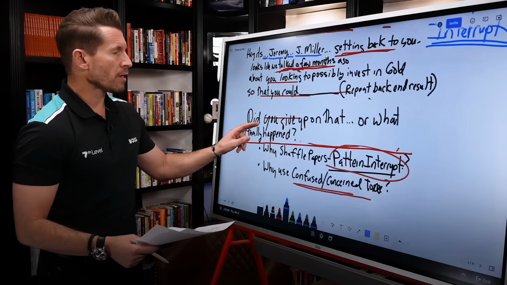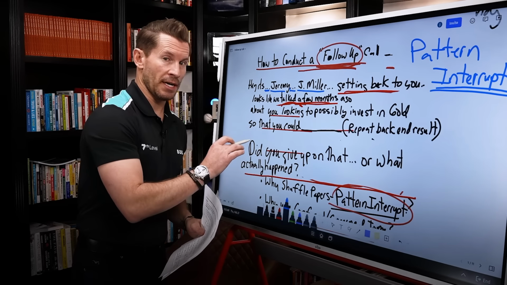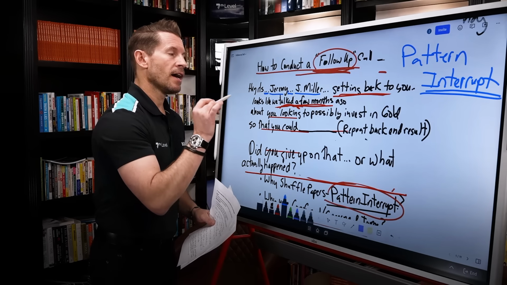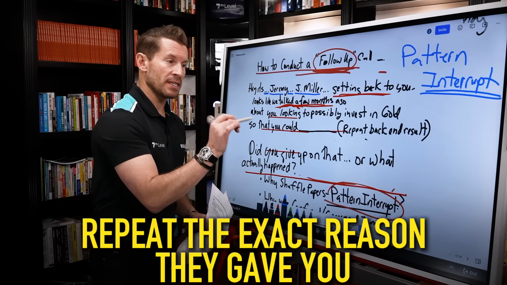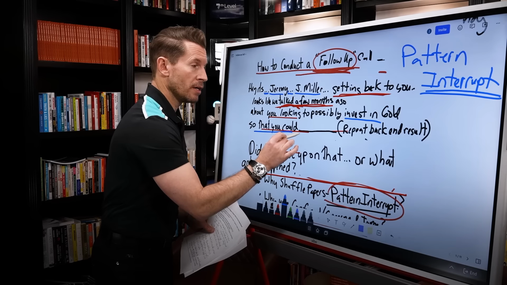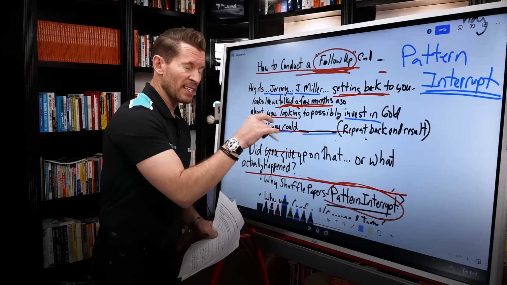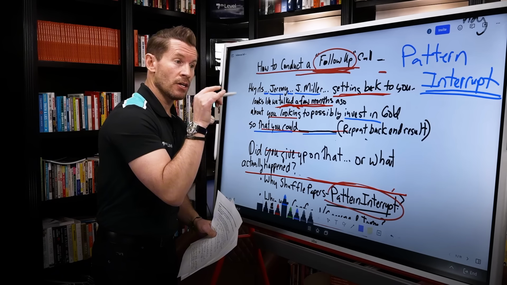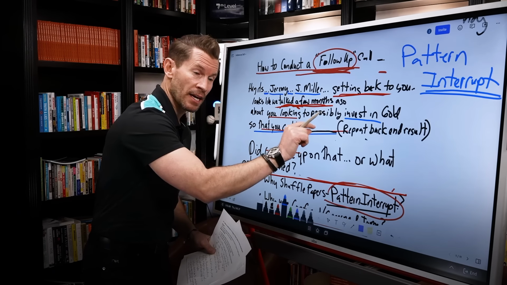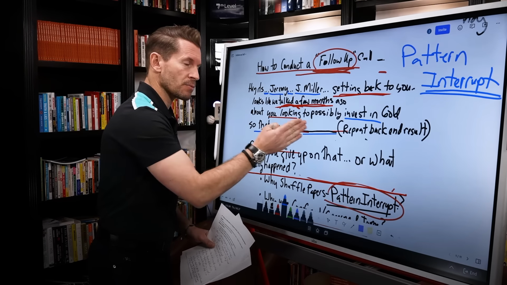Now, the important thing here is, look, I'm not just saying you were talking to us because you were interested in buying gold or interested in my product or service. I'm repeating back the reason why, about possibly investing in gold so that you could, and then I repeat back the end result that they said. So if they said to protect against inflation, I'm putting that back in there. And then I'm saying, did you guys give up on that, or what actually happened? It's hard for them to say, yes, we gave up on that.